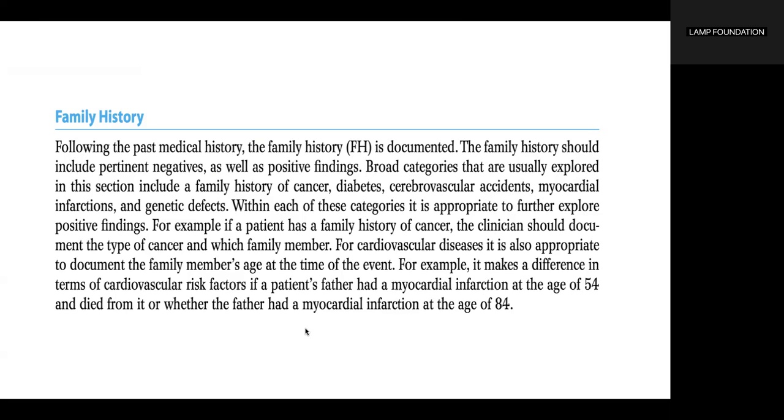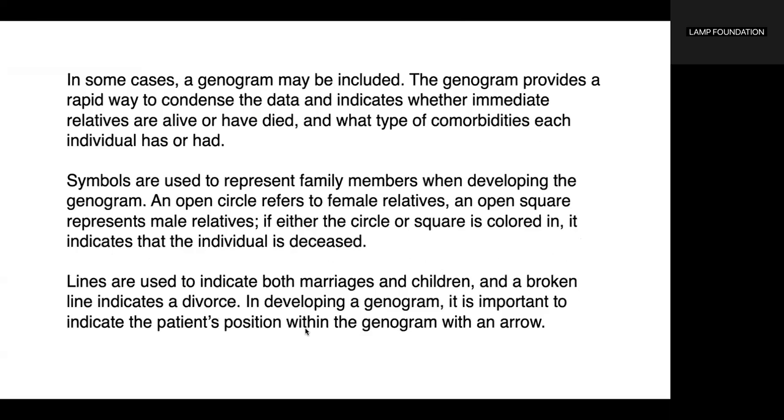For example, if a patient has a family history of cancer, the clinician should document the type of cancer and which family member. For cardiovascular diseases, it is also appropriate to document the family member's age at the time of the event. For example, it makes a difference in terms of cardiovascular risk factors if a patient's father had a myocardial infarction at the age of 54 and died from it, or whether the father had a myocardial infarction at the age of 84. In some cases, a genogram may be included.